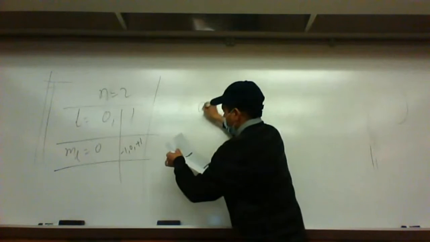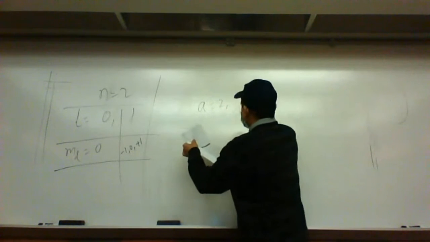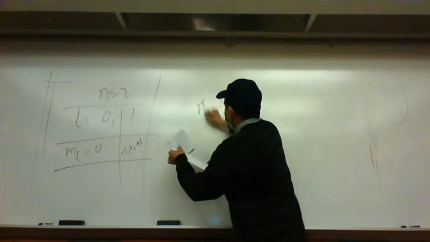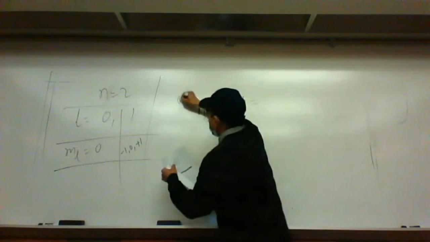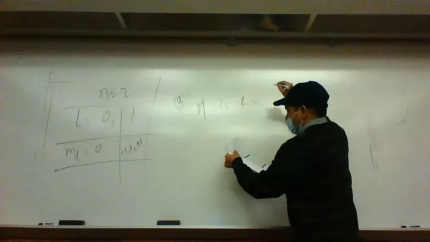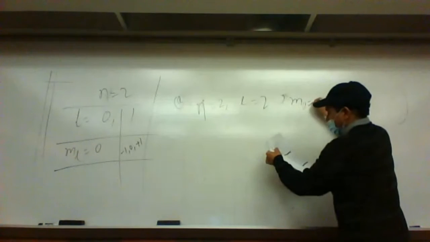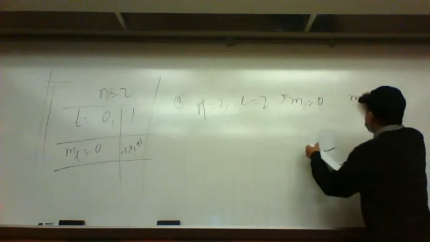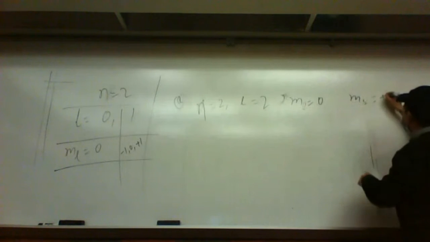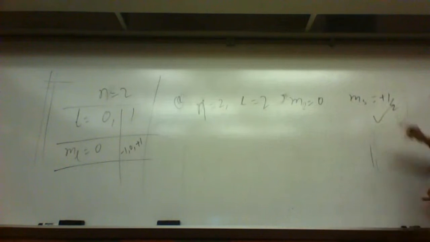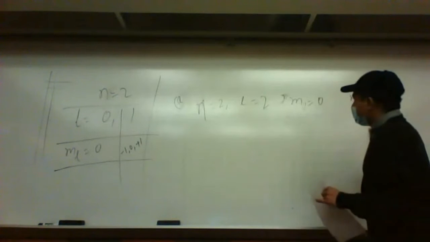So in A, we have n is equal to 2. l is equal to 2. ml is equal to 0. ms is equal to plus half. So this is good. ms equal to plus half is good, either plus half or minus half. That's good, right? This one is good.